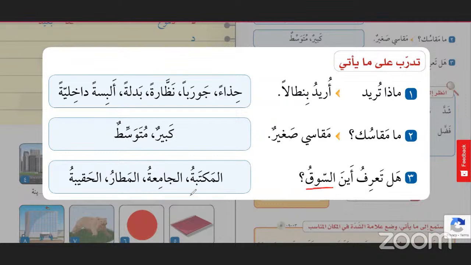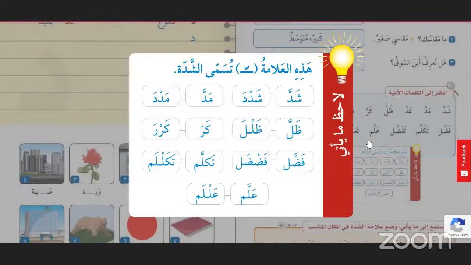Now, instead of souq, say these words. Hal ta'rifu ayna maktaba? Hal ta'rifu ayna al-maktaba? Ayna al-jami'a? Ayna al-mattar? Ayna al-haqiba? What is this word again, please? Mattar? Or just matar? Matar. Ayna al-matar? Good job. Mattar is when you put a shadda. Oh, it's matar. Okay, ayna al-matar. Good job. Now, something easy.